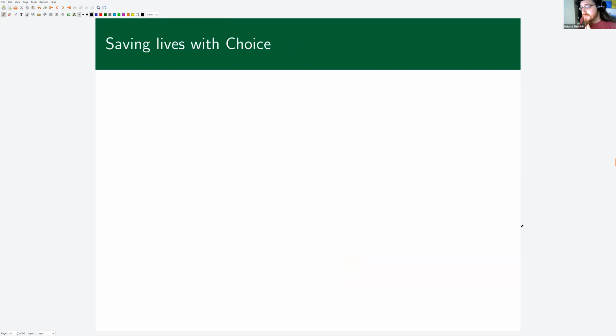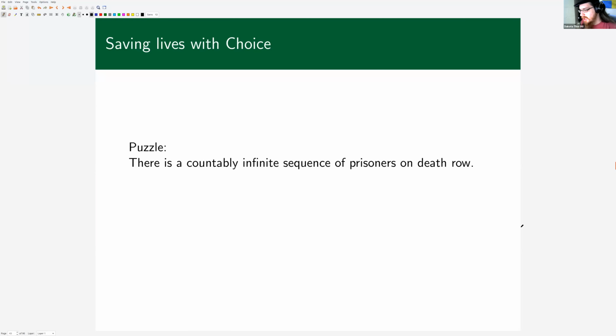Right. So I also advertised that you can save lives with this axiom. And what do I mean by this? So here's the setup, right? It's a puzzle. Suppose you have a countably infinite sequence of prisoners on death row. Okay.